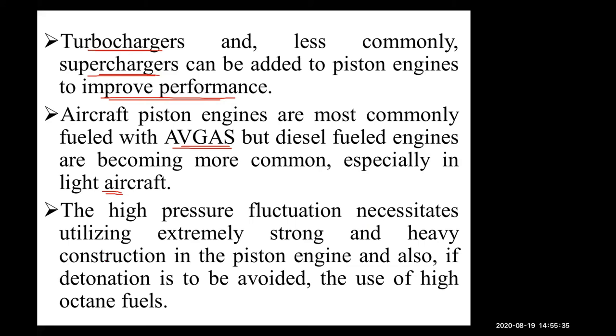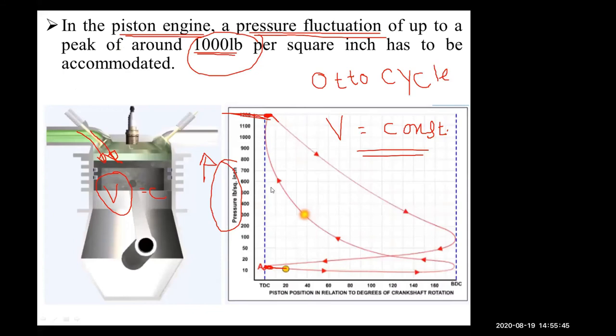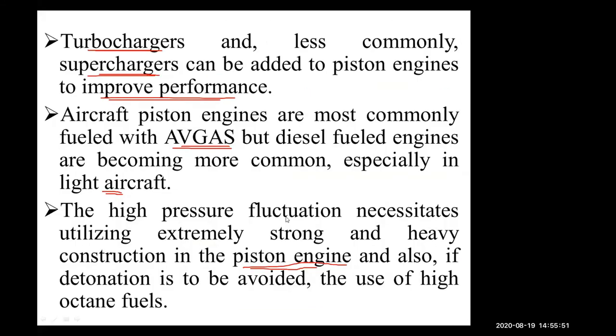The high pressure fluctuation necessitates utilizing extremely strong and heavy construction in piston engines. As we have discussed earlier in this topic, there is high fluctuation of pressure here. So due to this high fluctuation of pressure, the construction needs to be strong and heavy, because pressure variation will cause destruction of the engine in a very short time. Also, if detonation is to be avoided, high octane fuels are used.